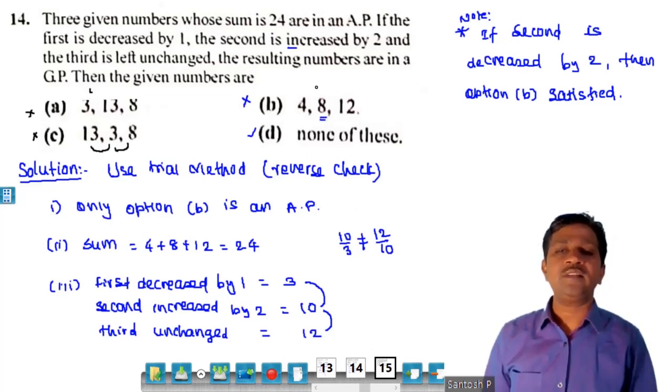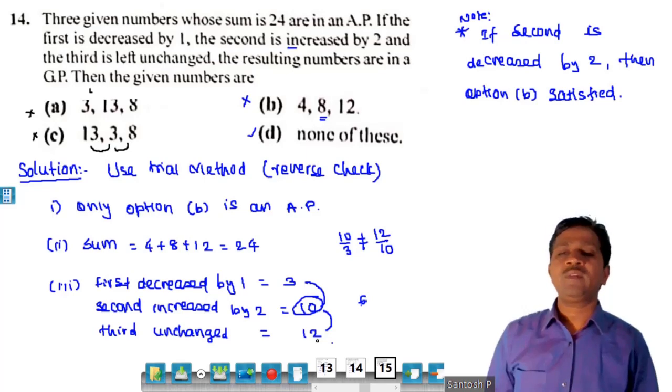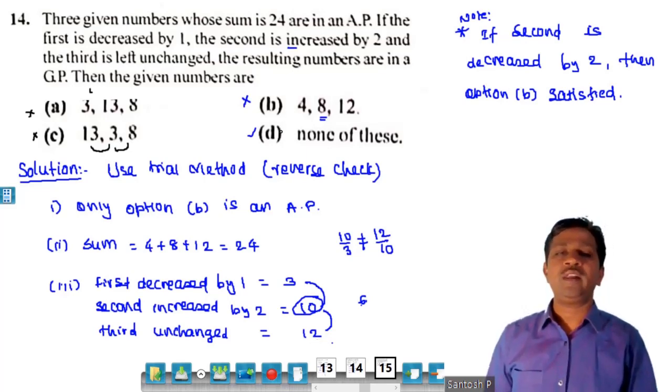If I decrease this 8 by 2, in this case I get 6, and you can observe that 6 upon 3 is 2 and 12 upon 6 is also 2. The three numbers will form a GP. So presently the answer is option D. Instead of the second term being increased by 2, if it is given as decreased, then the option may be B.